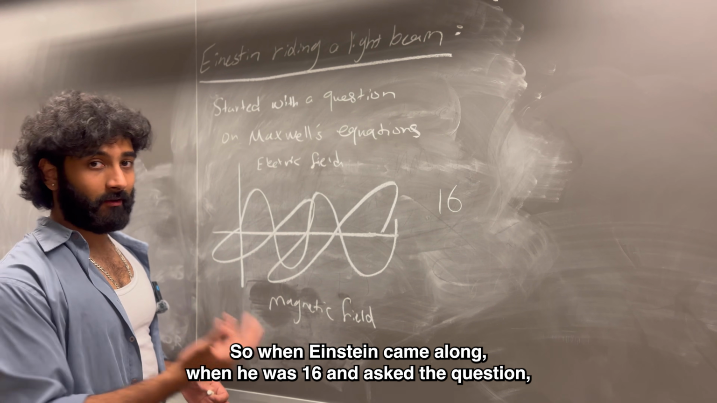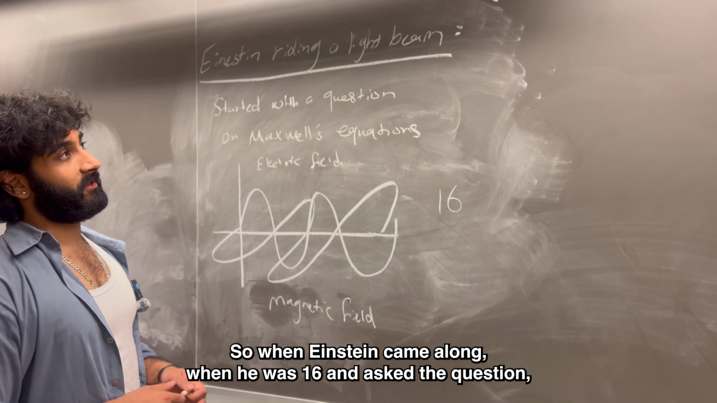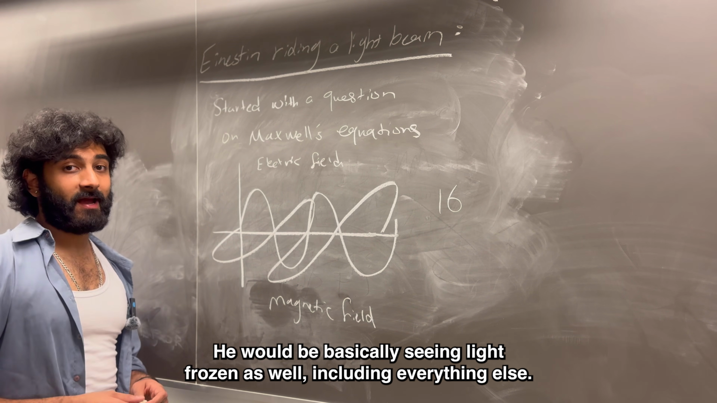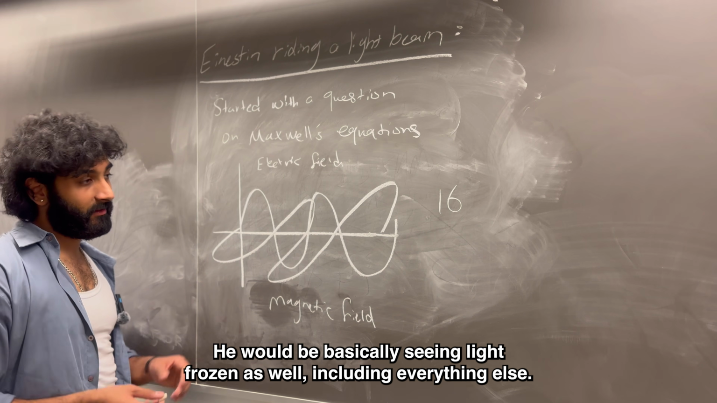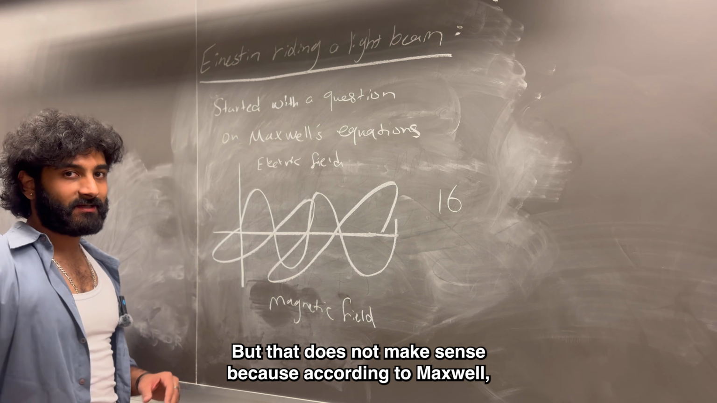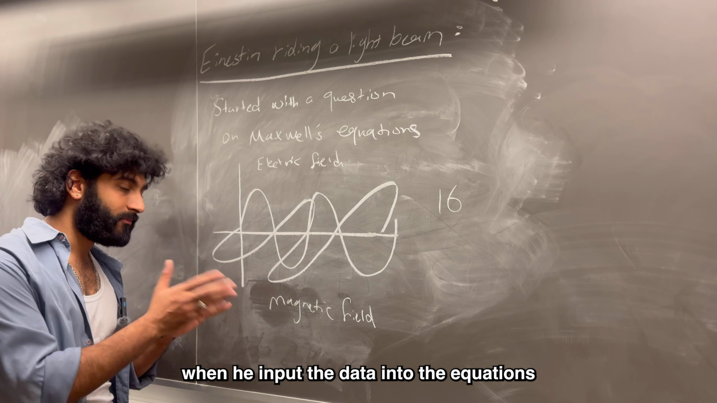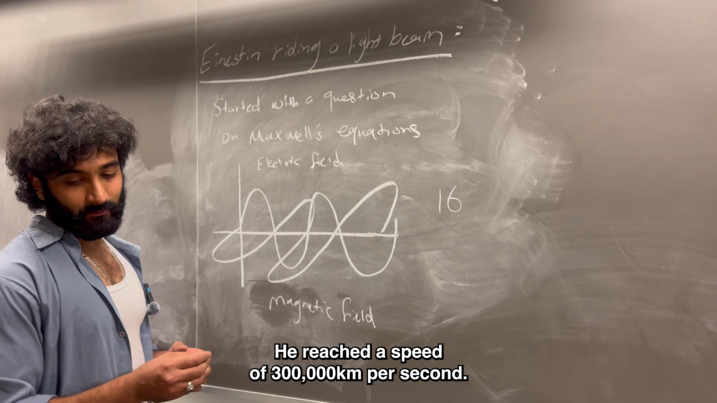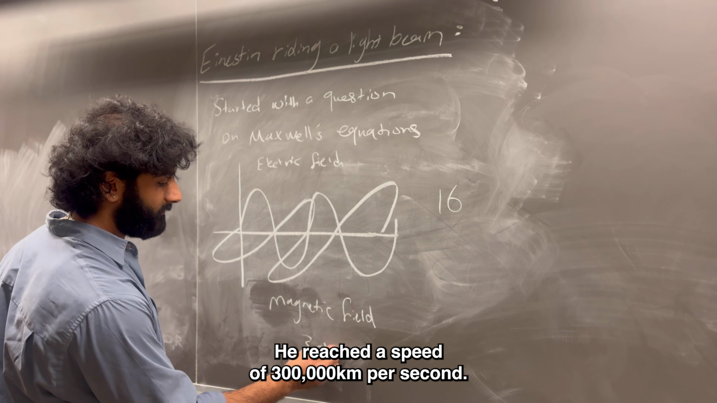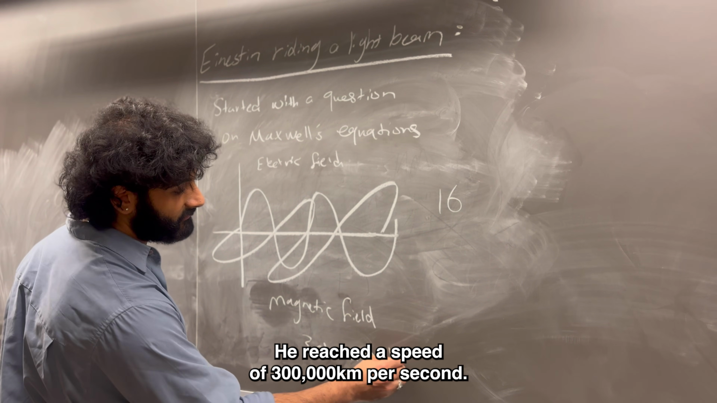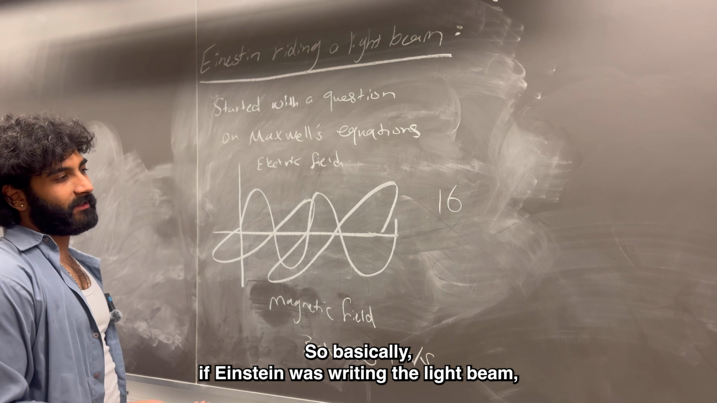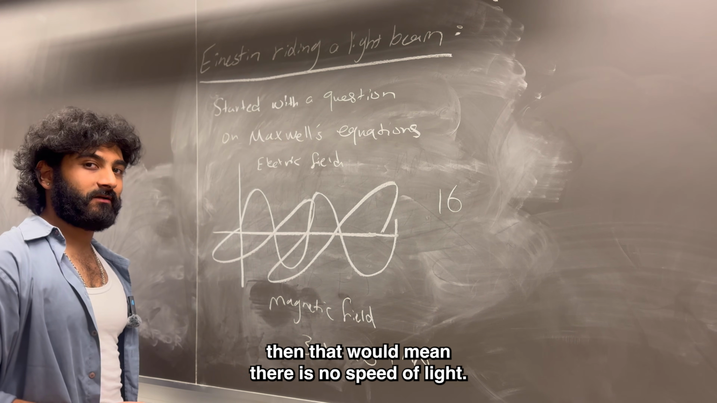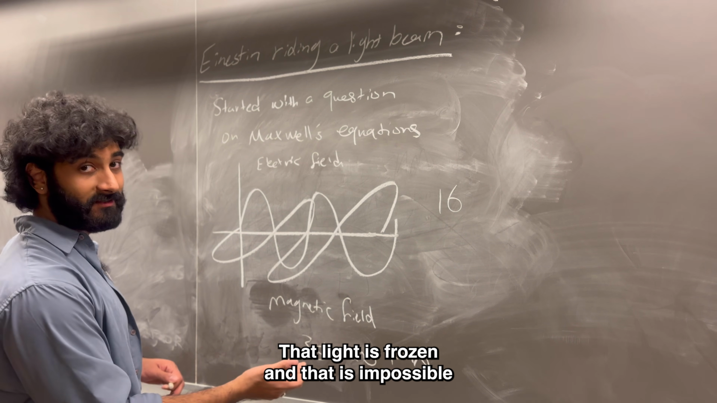So when Einstein came along at 16 and asked the question, what would I see if I was riding a light beam? He would basically be seeing light frozen as well, including everything else. But that does not make sense, because according to Maxwell, when he input the data into the equations and calculated the speed of light, he reached a speed of 300,000 kilometers per second. So if Einstein was riding the light beam, then that would mean there is no speed of light, that light is frozen, and that is impossible.